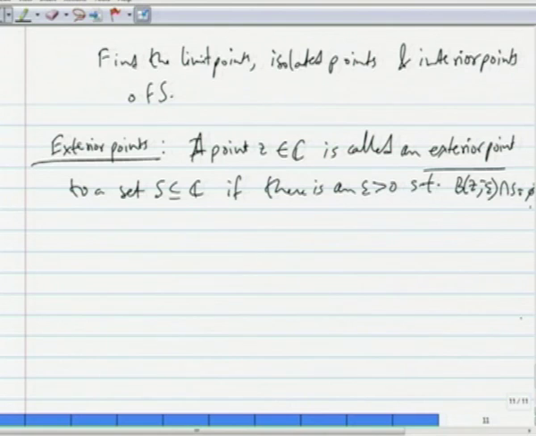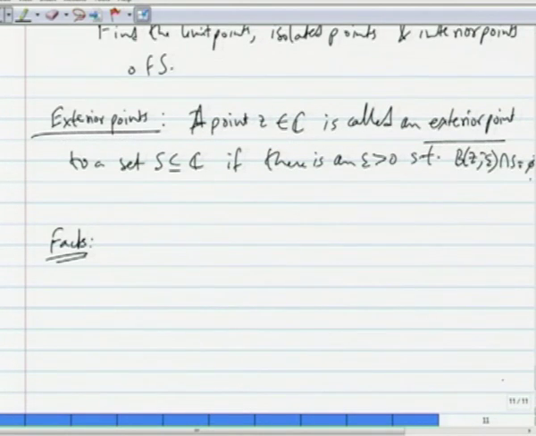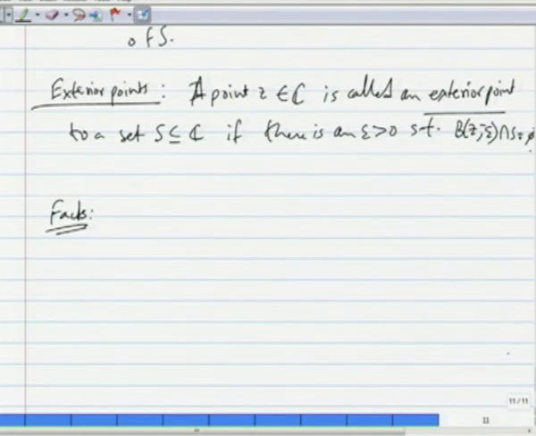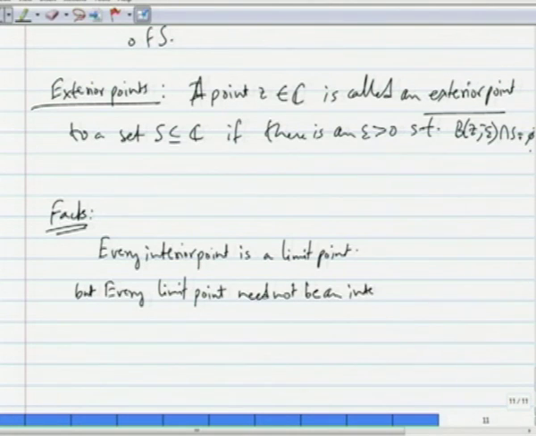So, here are some quick facts. Please check all these facts, these are easy to check from the definitions, but this is a summary of all these limit points, etc. One needs to internalize these facts. So, every interior point is a limit point. This is the relation between limit points and interior points. Every interior point is a limit point, but every limit point need not be an interior point. In fact, the limit point need not even belong to the set. So, it cannot be an interior point sometimes. So, that is one.